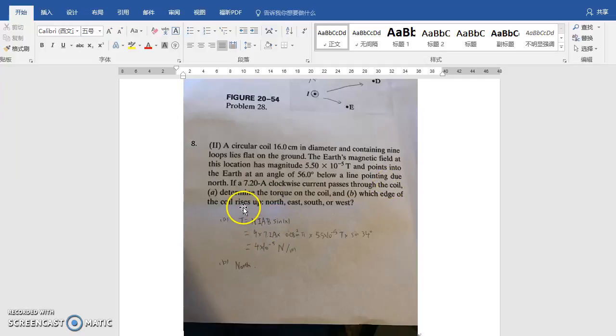And also, I think north will rise up because, actually, I don't know why. Because the Earth is below a line and due north, so the attitude is the same. The attitude of the coil is the same as the line pointing due north.